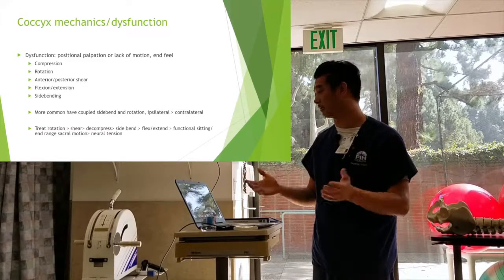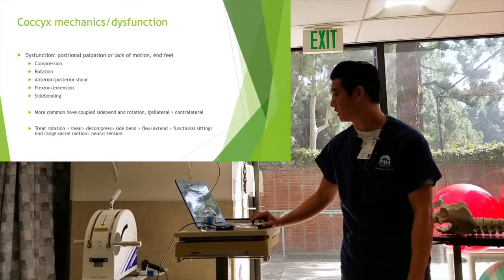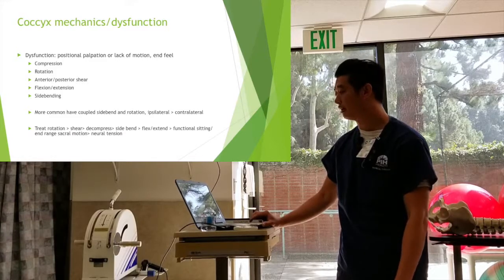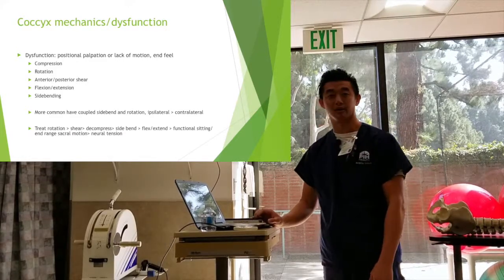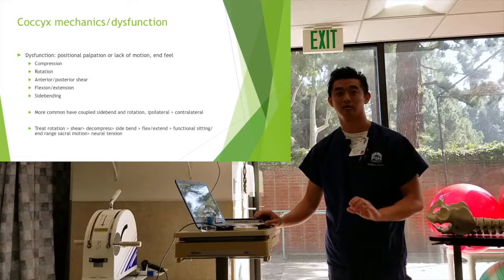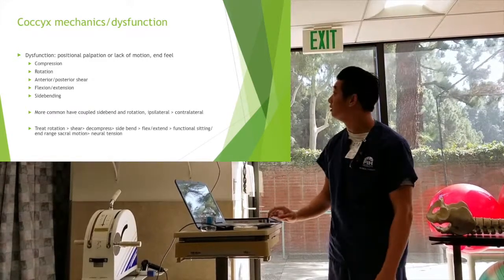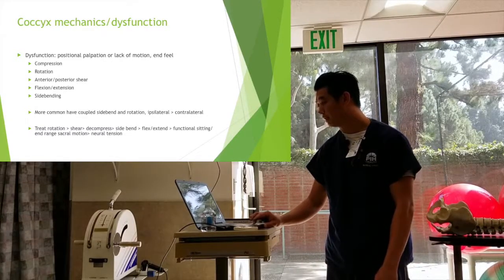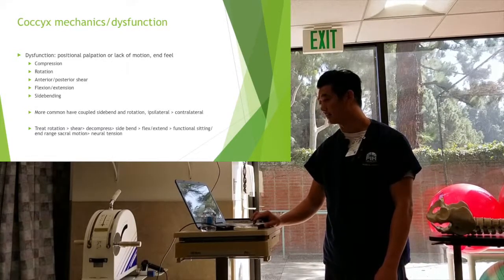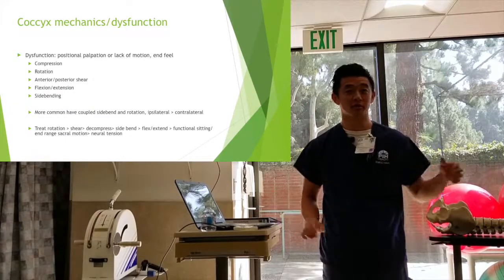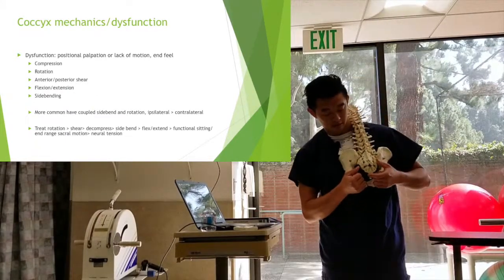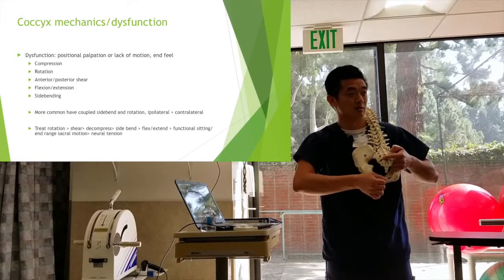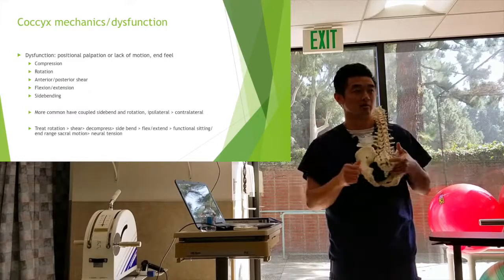End feel, spring. Okay. So dysfunction that we would look at for the sacrum: compression, rotation, anterior, posterior shear, flexion, extension, side bending. Everyone? Today we're just going to focus on rotation, flexion, extension, and side bending. Compression is what it sounds like. It's when the sacrum on the coccyx is not moving. Treatment-wise, you would just separate it. You take your two thumbs and you separate it. That is decompression.